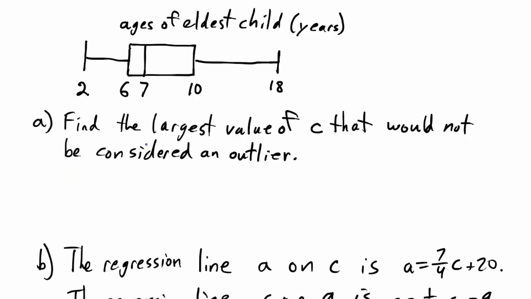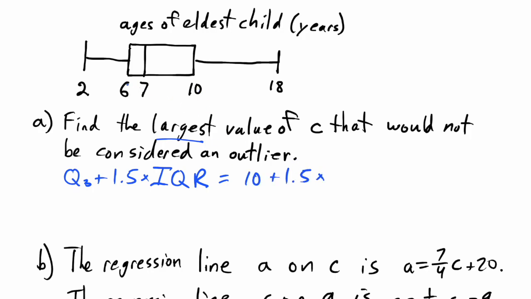But we were looking for the largest value that would be an outlier. So we're going to use the formula Q3 plus 1.5 times IQR, which you should know. And so Q3 is 10, and then we got 1.5 times IQR. The interquartile range is 4. Okay, that's 4 right there. That distance is 4. So that is obviously going to be 16.